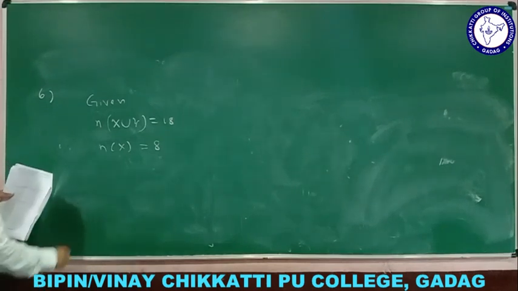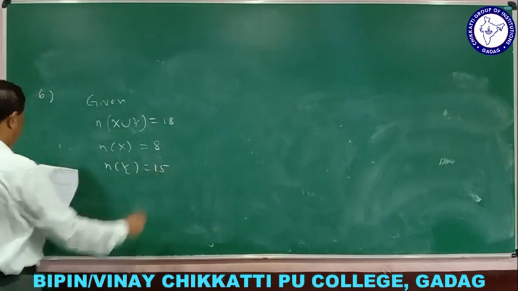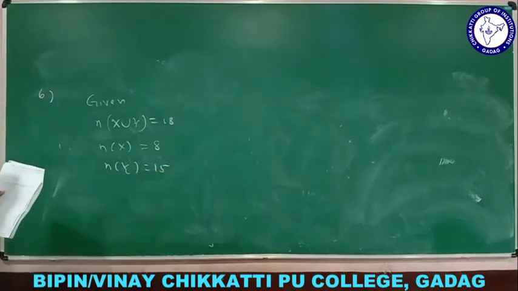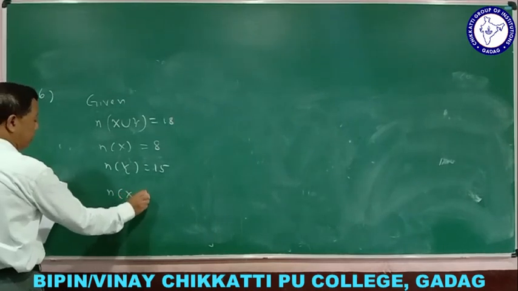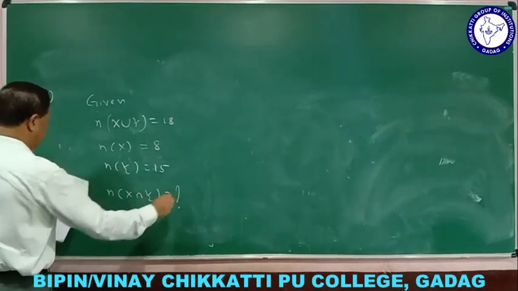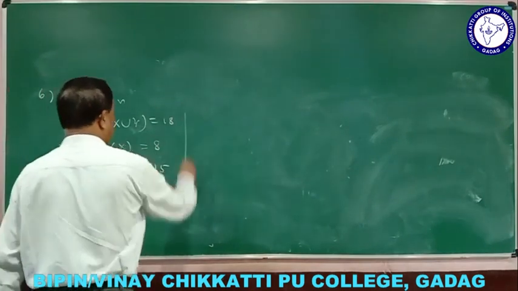And Y has 15 elements. N of Y has 15 elements. How many elements does X union Y? So, the question is, X intersection Y, how many elements? This is the question, and accordingly we have to write it. So, this is the information given here.